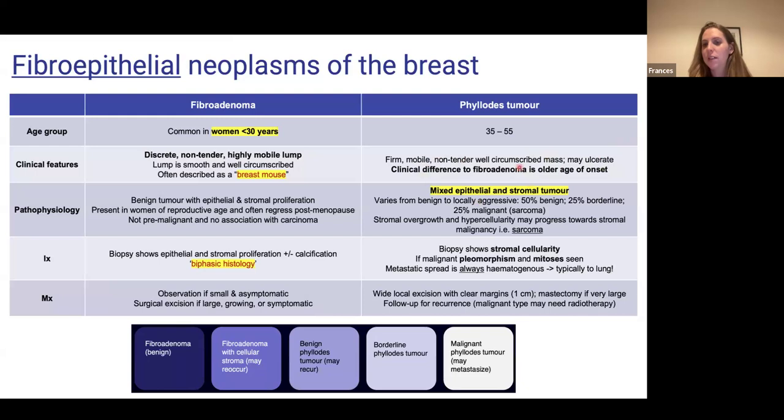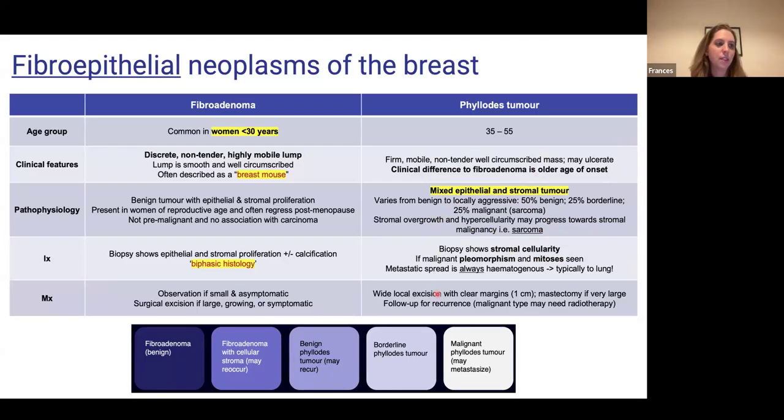Again, it's a mixed epithelial and stromal tumor, so it's exactly the same as fibroadenoma in that sense. But in this case, it can be benign, or it can be locally aggressive, or it can be malignant. So it can progress all the way to a sarcoma. What you get is stromal overgrowth. So the fibrous part overgrows, and then you get hypercellularity. You have way too many cells, and then it progresses towards the sarcoma. So your biopsy will show that stromal hypercellularity. You might get pleomorphism and mitoses, which are your classical signs of malignancy.